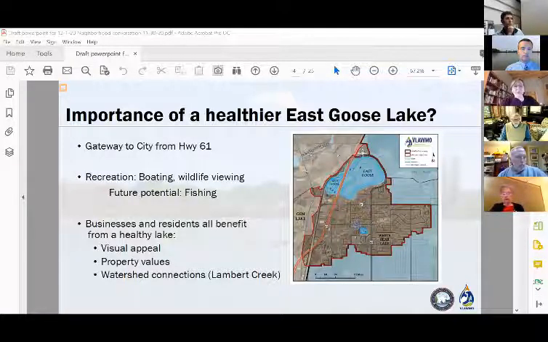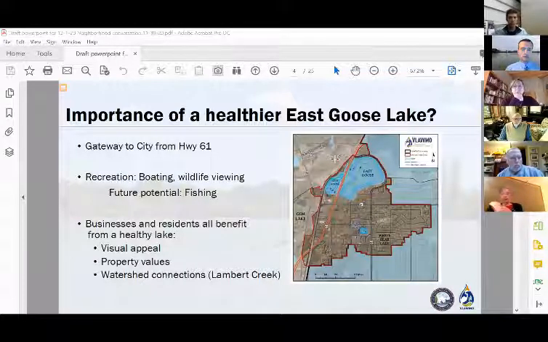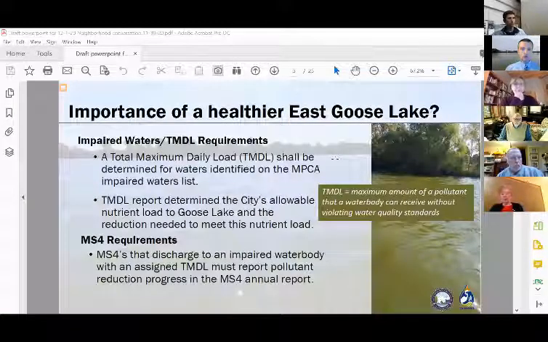It's been proven that healthy and better quality lakes have increased property value for the residents that live on it. And as Councilmember Jones also mentioned, that watershed connection, serving over 400,000 people, being a headwaters to Lambert Creek that serves as drinking water for one of the largest reservoirs for population in the state of Minnesota. And the fourth important thing that we also talked about is that requirement that was mentioned before.